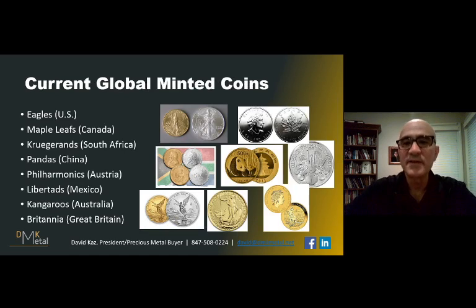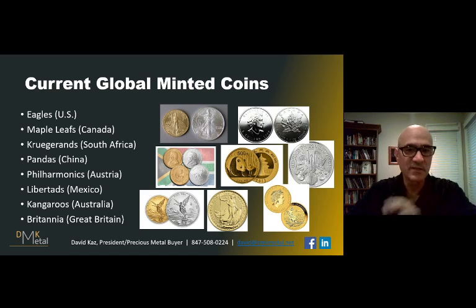Currently there are countries that mint gold coins, like the eagle in the United States. In Canada we have the gold and silver maple leafs. Coming out of South Africa, the most common gold coins, definitely in the 70s and 80s, were gold Krugerrands. Out of China there are the gold and silver pandas, Austria the Philharmonics, Mexico the Libertads, Australia kangaroos, and out of Great Britain the Britannias. So if you have coins around the home, whether old US coins or something that looks like these, you may have a great amount of value.